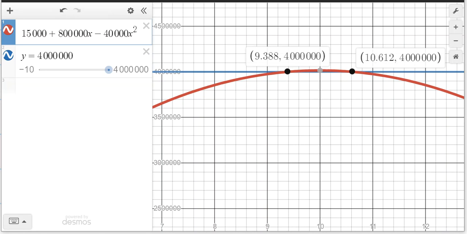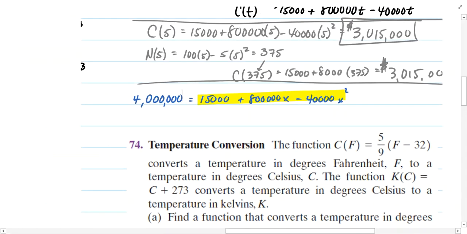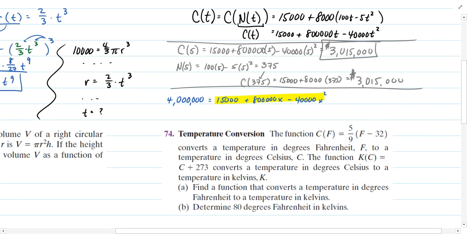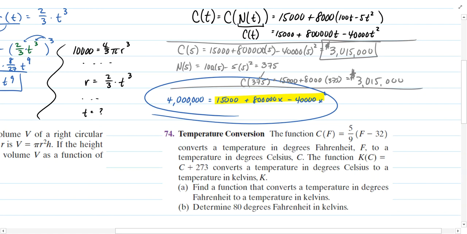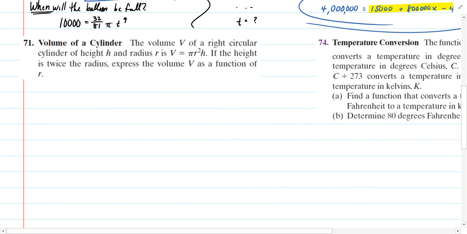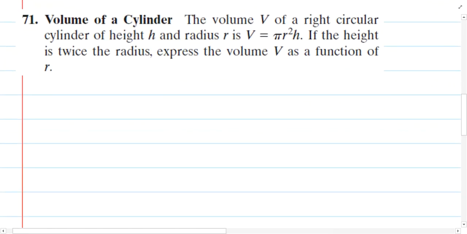At least this formula doesn't work for more than 10 hours. But within the 10-hour window, 9.38 hours is the way to go. And again, the benefit to having this composed function is that we can answer that pretty quickly with one equation and one target value, as opposed to calculating intermediate steps.